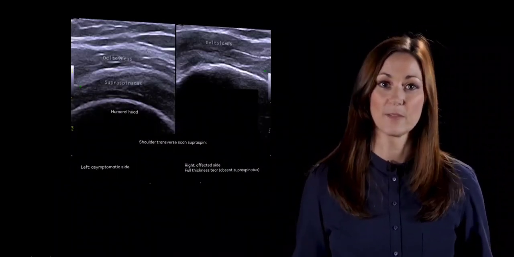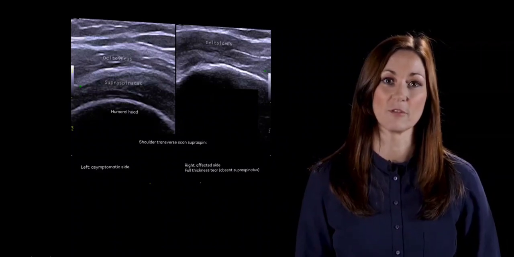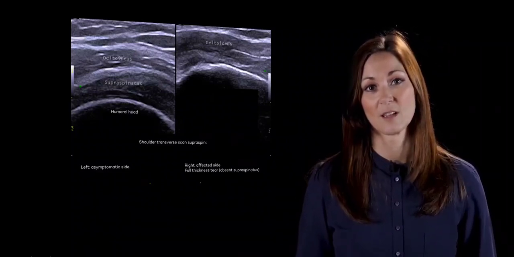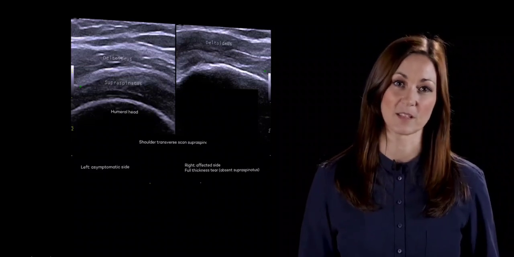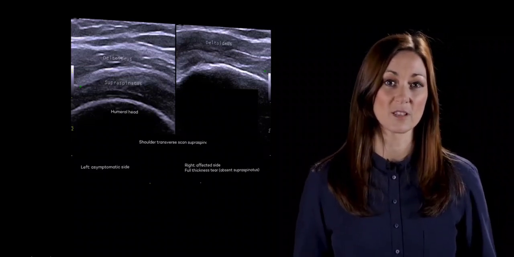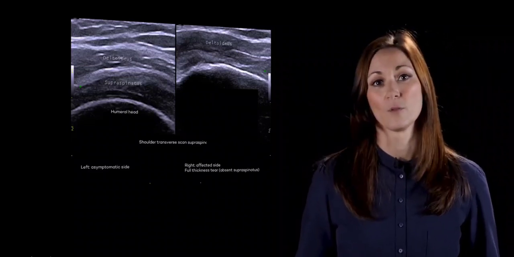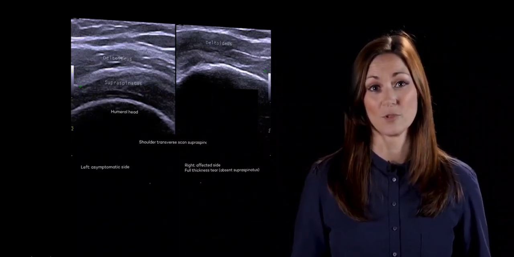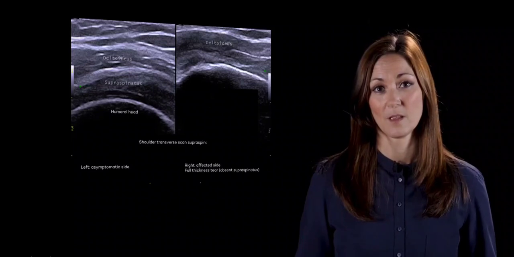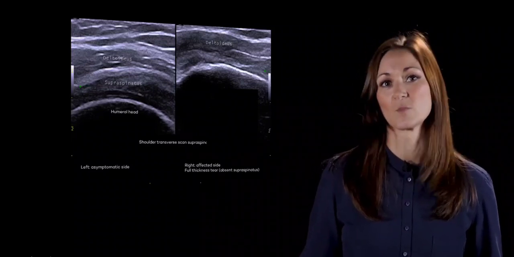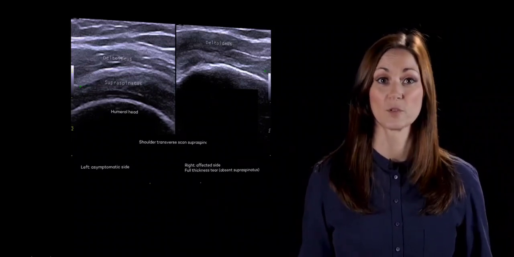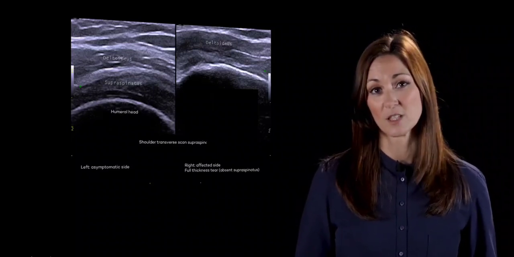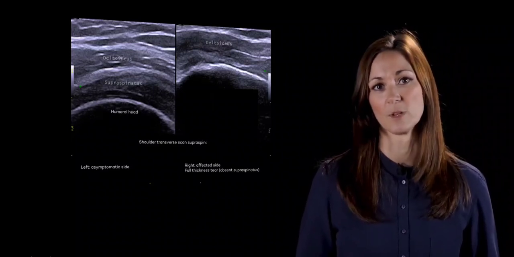This is the shoulder, a left-right comparison of a 73-year-old tennis player. On the left, you can see the asymptomatic side, and on the right, the painful symptomatic side. The right side shows a full thickness tear of the supraspinatus. The supraspinatus can't be seen anymore as it is already retracted. Apparently, the full thickness supraspinatus tear happened a while ago, after which retraction followed. As a result, the humeral head has migrated proximally due to a loss of active stability.